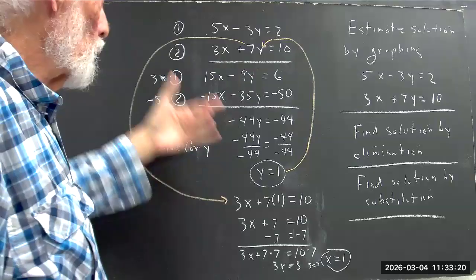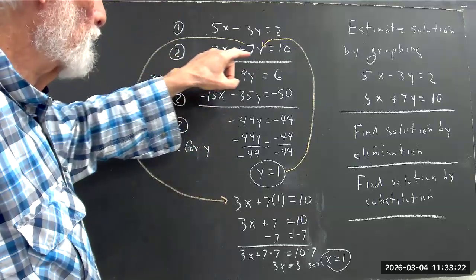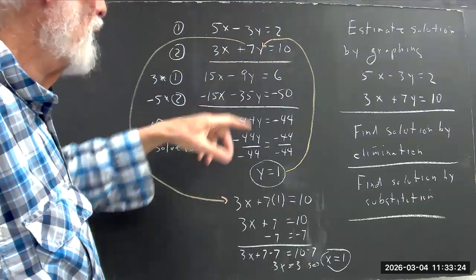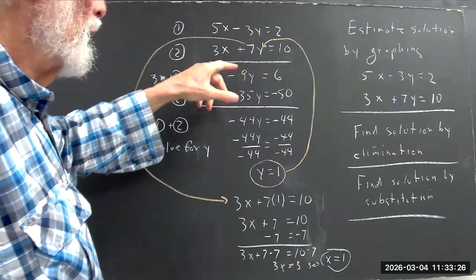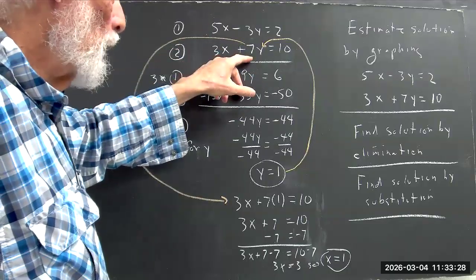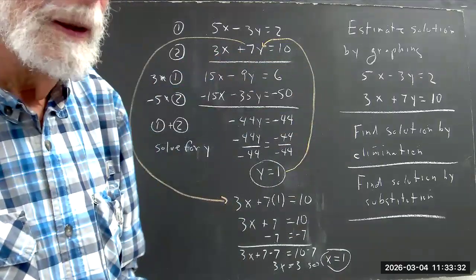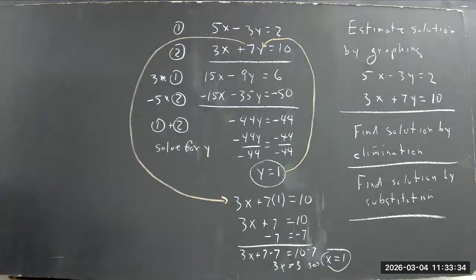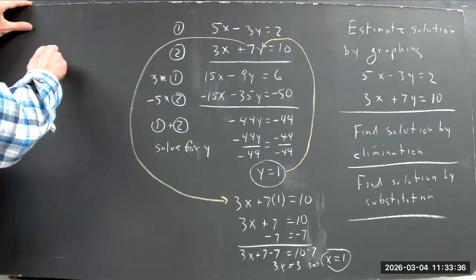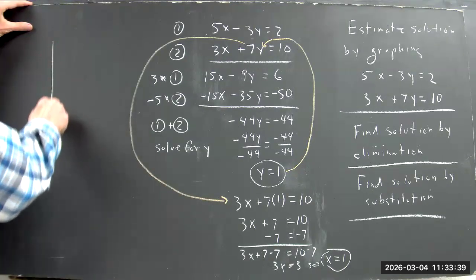Then I substituted 1, 1 into the second equation, 3x plus 7y equals 10. Well, x and y are both 1, so 3x is 3, 7y is 7. And when I add those, I get 10, which is what I'm supposed to get. So I've verified the solution. Now, graphical solutions are important.